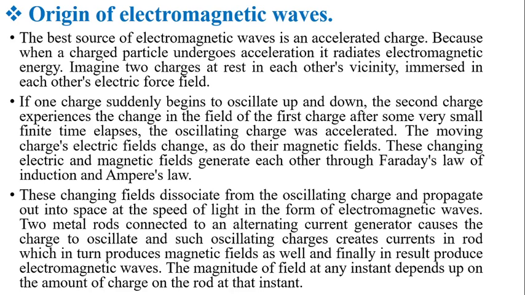Two metal rods connected to an alternating current generator cause the charge to oscillate, and such oscillating charges create currents in the rods, which in turn produce a magnetic field and finally produce an electromagnetic wave. The magnitude of the field at any instant depends upon the amount of charge on the rod at that instant.